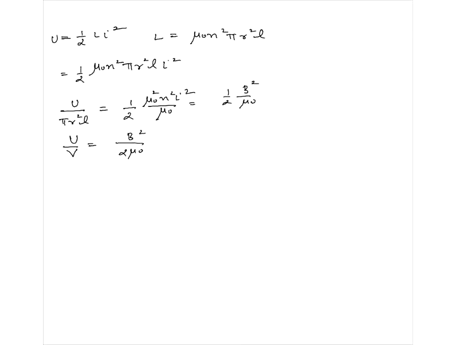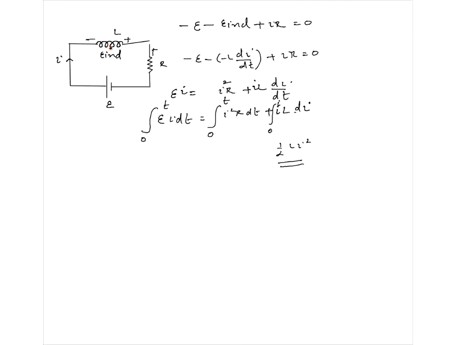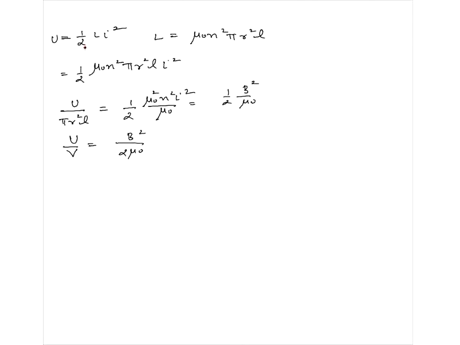Like in the case of electric field energy, what did we do? We took a parallel plate capacitor. And then we said, okay, it's a general result also. So there we took a parallel plate capacitor. Here we are taking a solenoid. L for the solenoid has been obtained. It is given by this. So just imagine a solenoid here, and it will have this much energy.